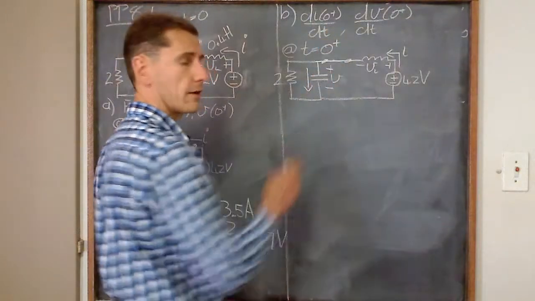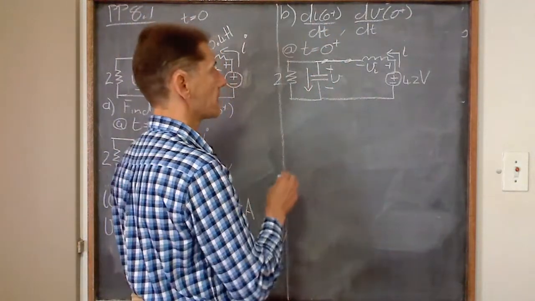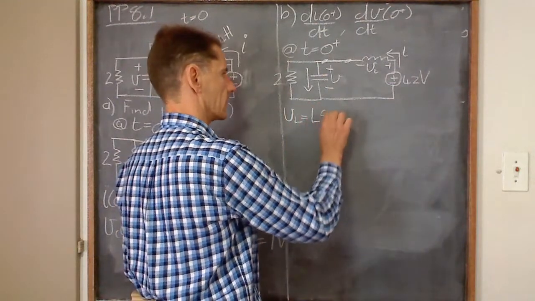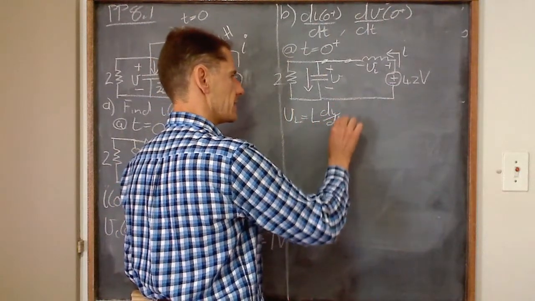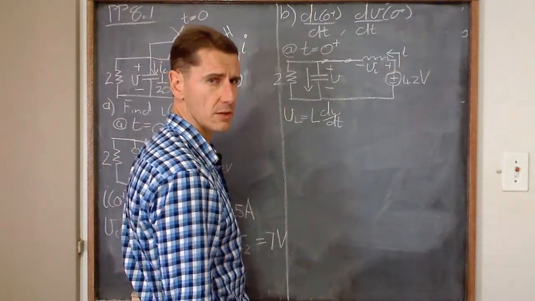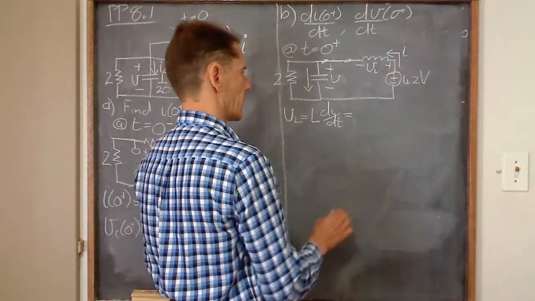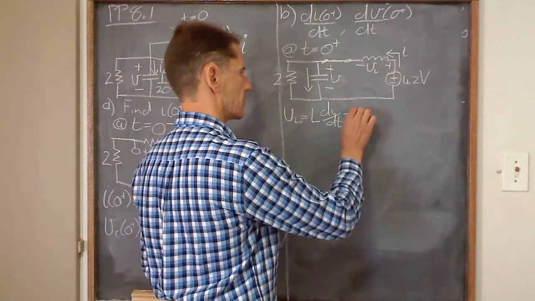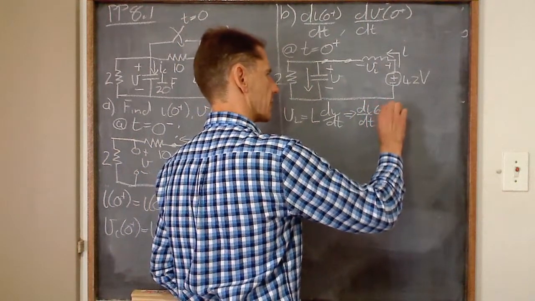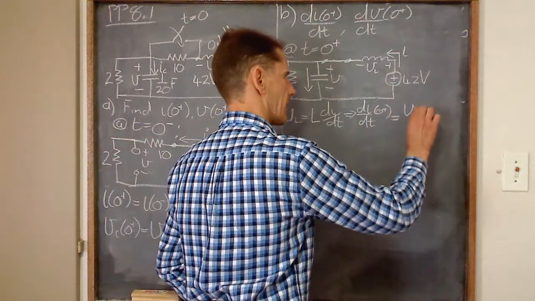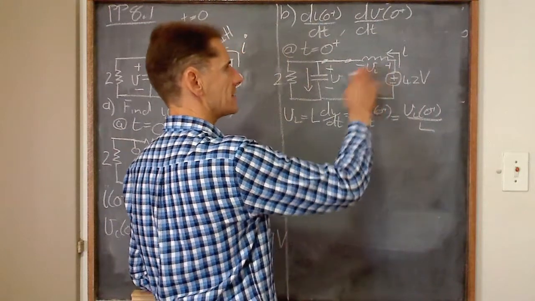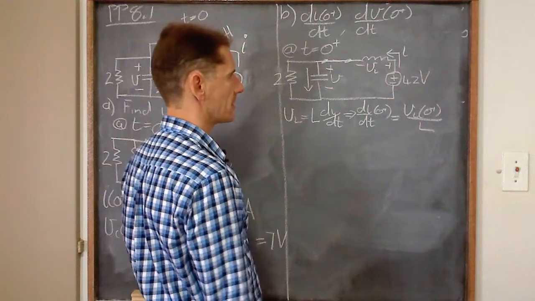Okay, so starting with the current, how do we solve for the current? If it's dI/dt, you need to think VL equals L dI/dt. Yes, you'll have the equation in your textbook, but it's probably going to take you more time to look it up. So we have that dI/dt at time 0 plus equals VL at time 0 plus divided by the inductance.